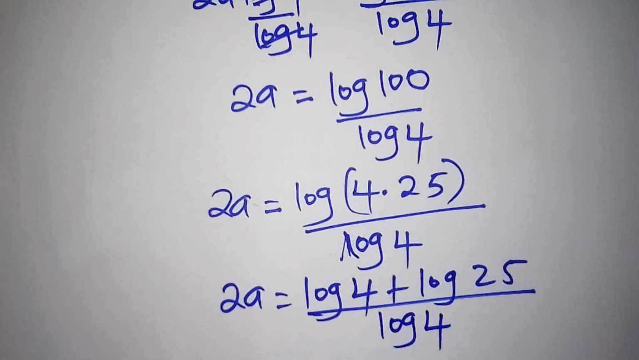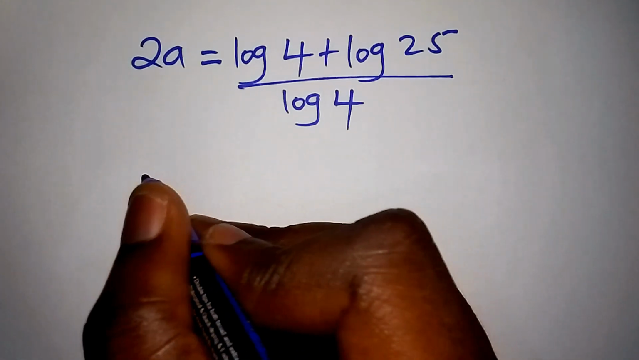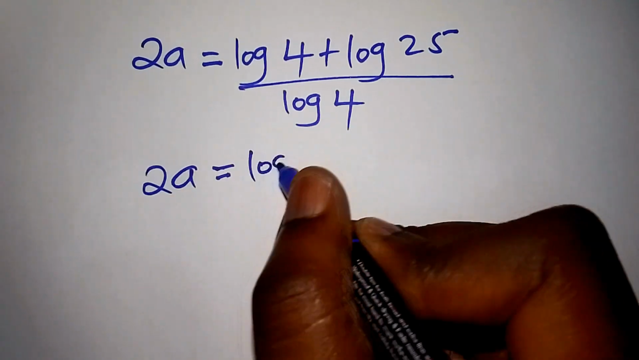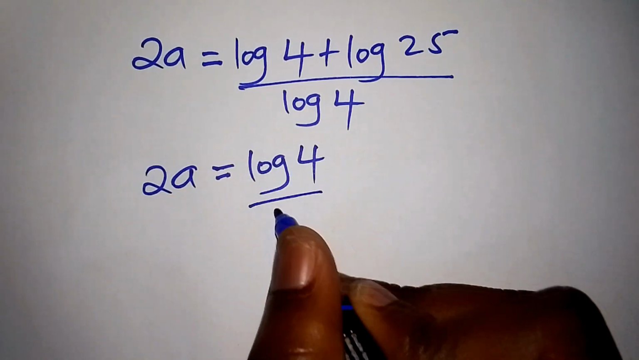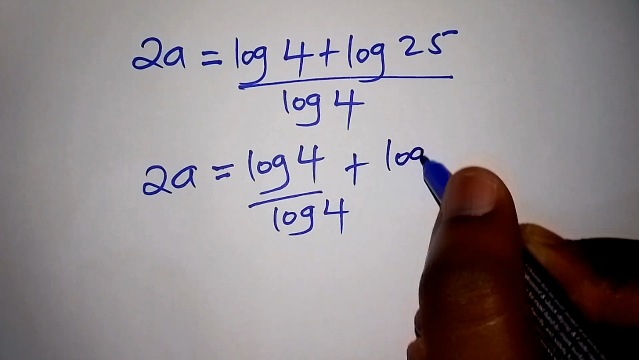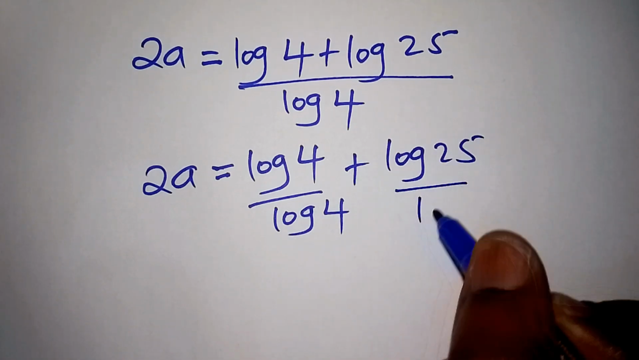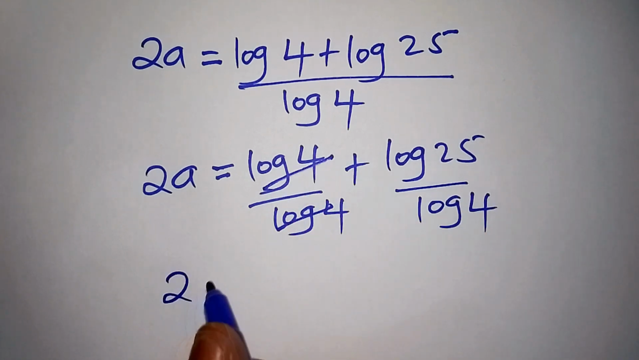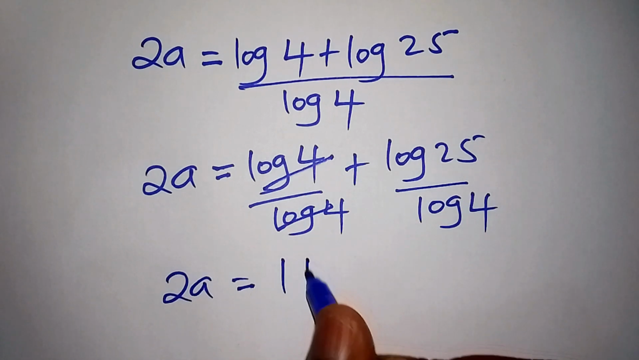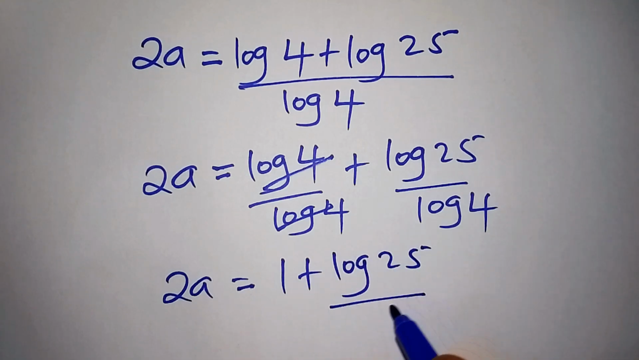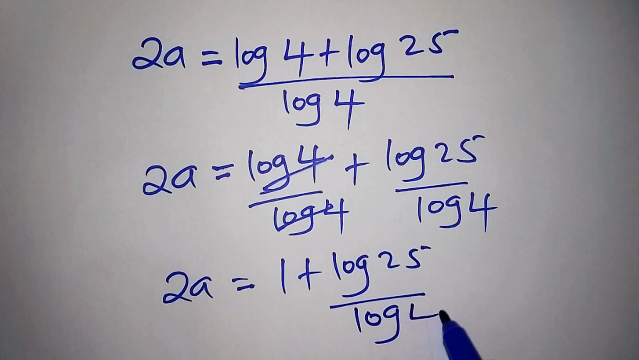Next, when you open the bracket we shall have 2a is equal to the log of 4, because we are dividing both sides by the log of 4, plus the log of 25 all over the log of 4. So log 4 and log 4 shall cancel. So now our 2a is equal to 1 plus the log of 25 all over the log of 4.